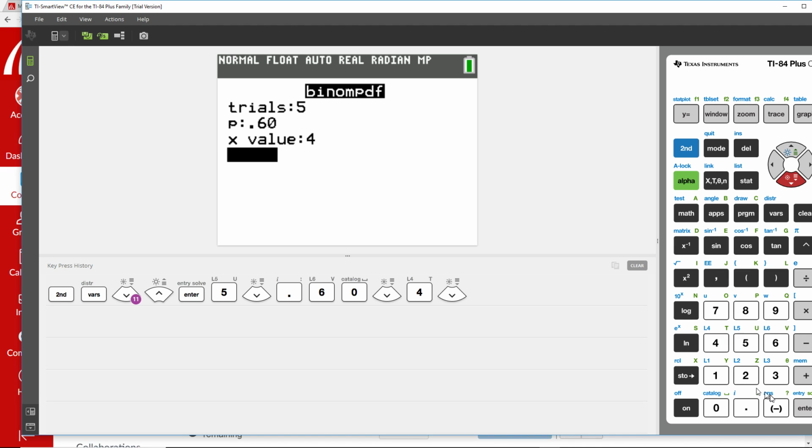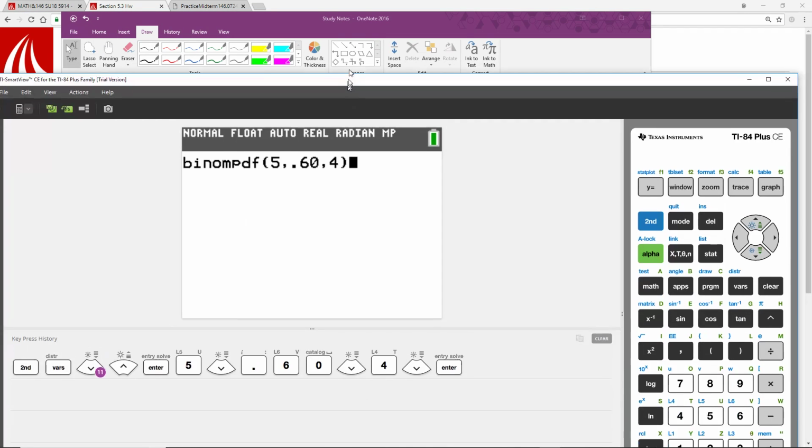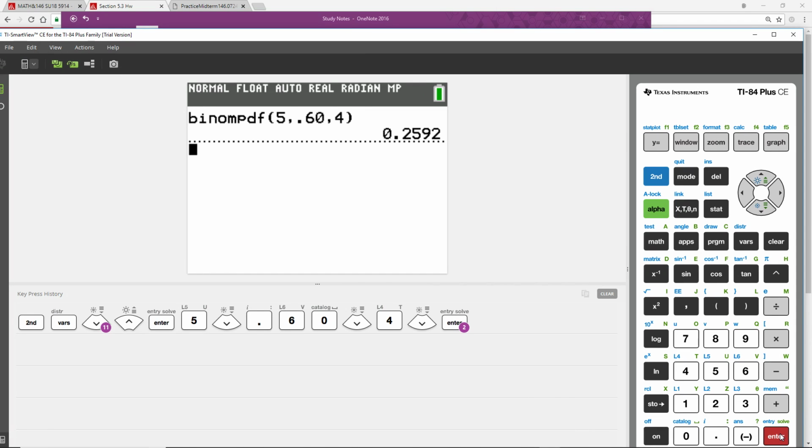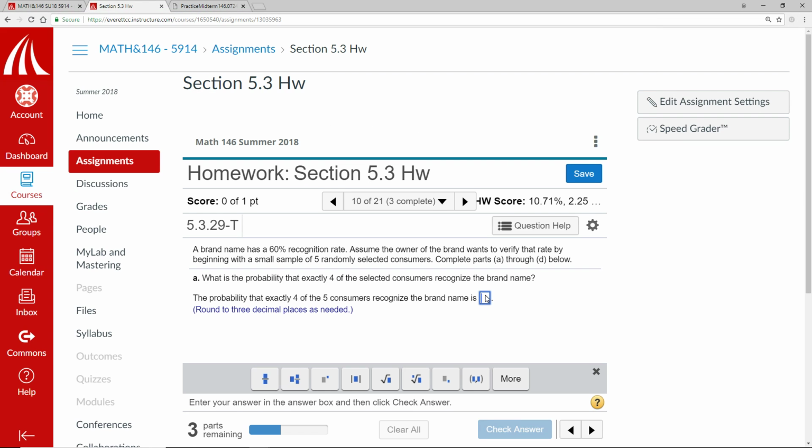And so this is what you're going to have to paste to the home screen. This is what you'd have to enter in. If you did not have the Stat Wizard on, you'd just enter binomial PDF. You find it in second distribute, put 5, comma, 0.6, comma, and then the exact amount, 4. That gives 0.2592. So they just want 3 places.